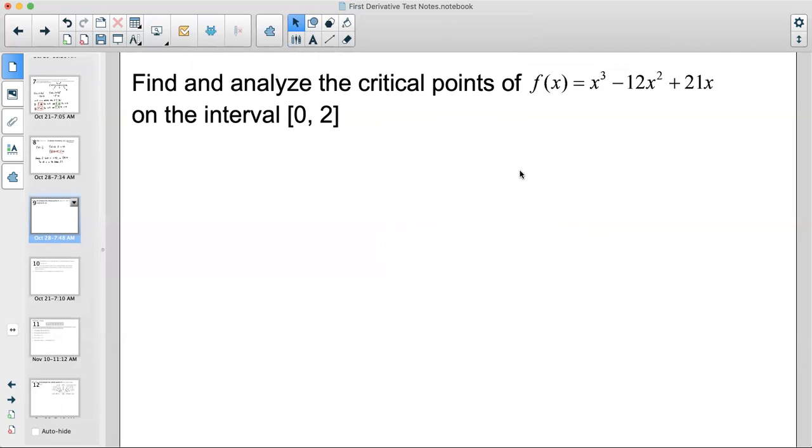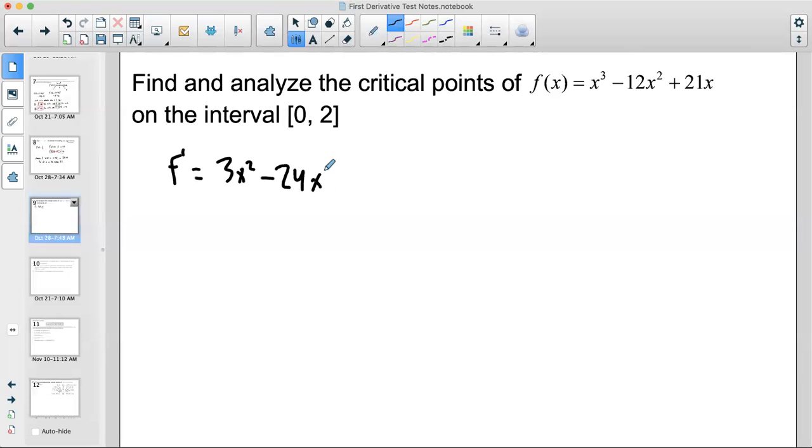So find and analyze the critical points. Got to find them first. I find them by finding f prime, which is 3x squared minus 24x plus 21. Since this is a polynomial, it's always defined, so I don't have to worry about the f prime being undefined part of critical points. But I do have to set it equal to 0. So 3x squared minus 24x plus 21 equals 0.